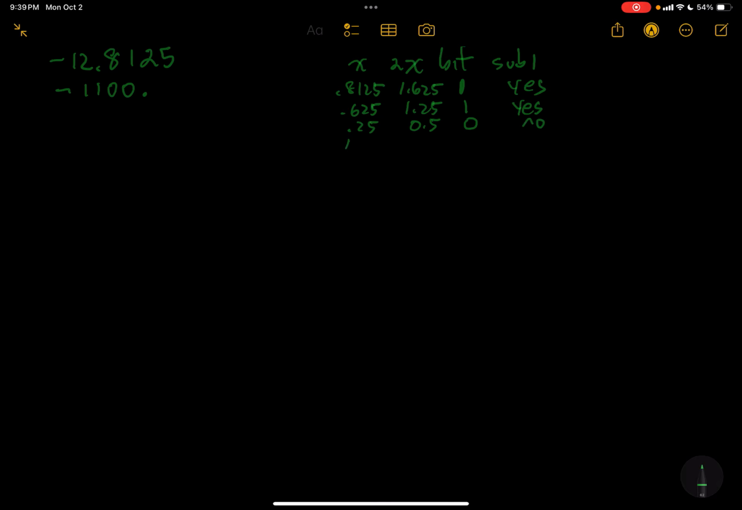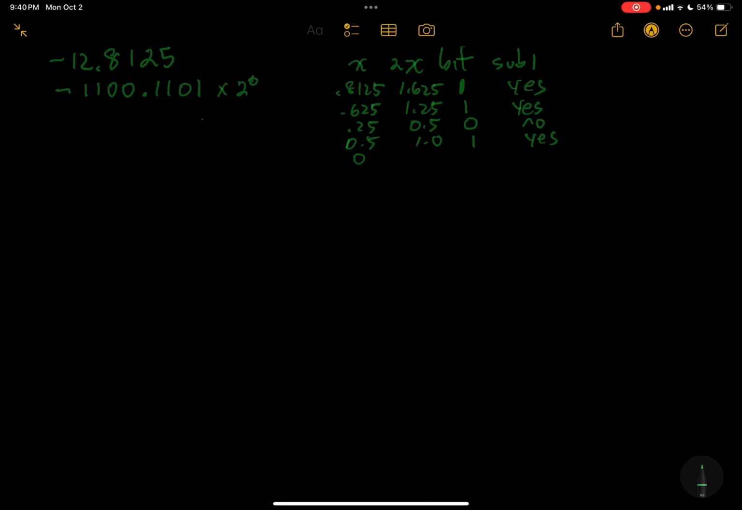I double it and get, so I have 0.5 here. I double it and get 1.0. So this bit is a 1. Should I subtract 1? Yes, because remember, if it's greater than or equal to 1, I subtract 1. I get to 0. I'm done. So my entire number is 1100.1101.